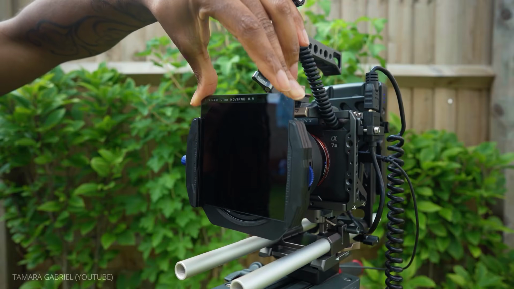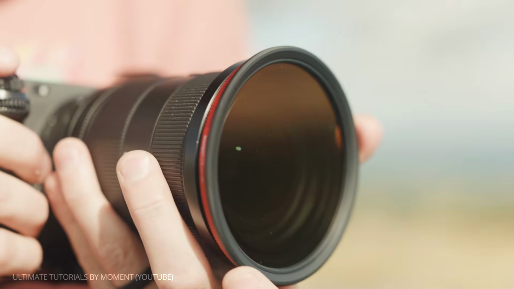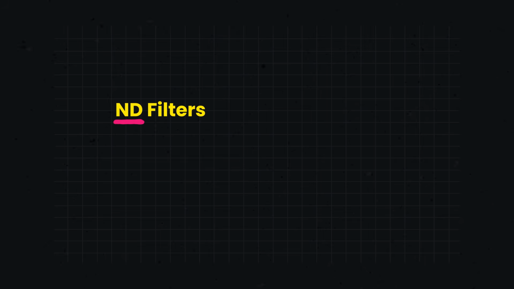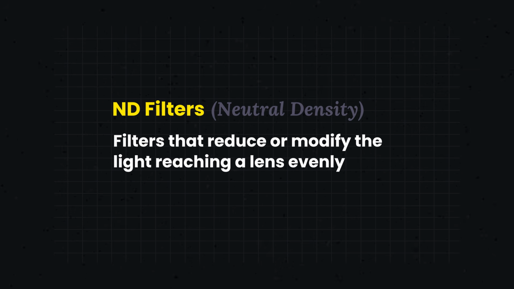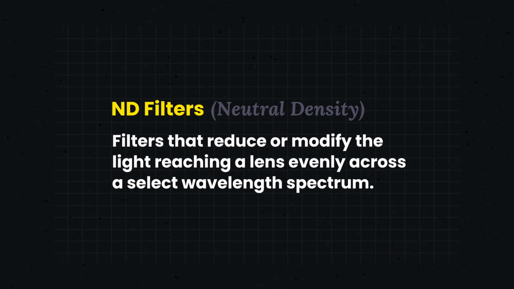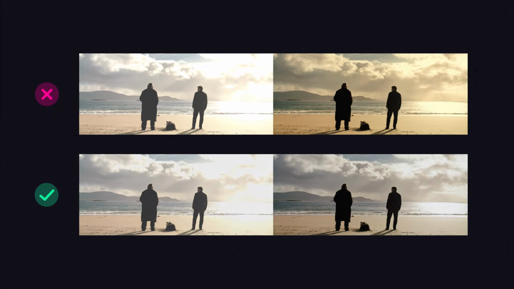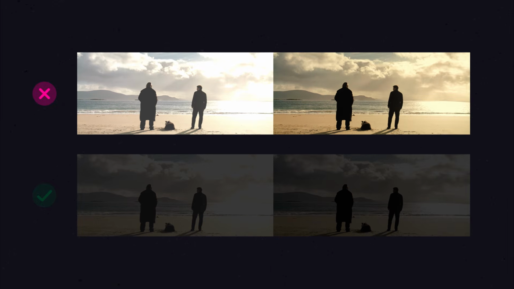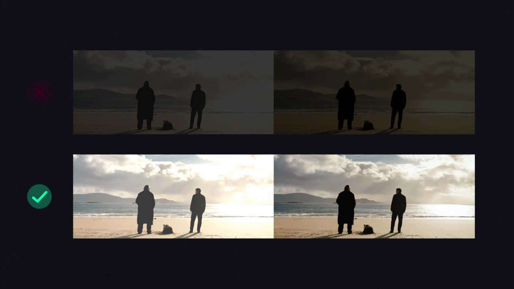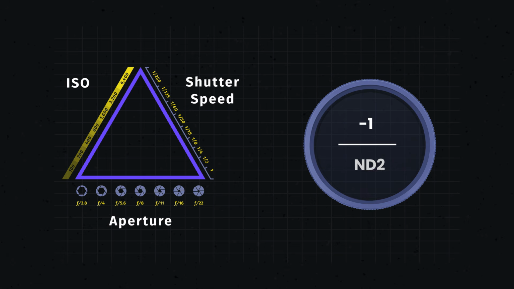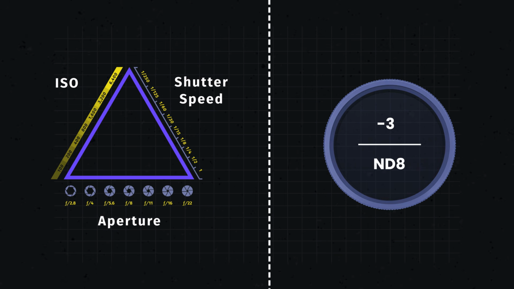ND filters are some of the most commonly used tools in a cinematographer's kit. ND stands for neutral density, and ND filters reduce or modify the light reaching a lens evenly across a select wavelength spectrum. Good ND filters don't change the color of an image. They just make it darker, like sunglasses for your lens. Their core purpose is to give cinematographers control over exposure that is independent of aperture, shutter speed, and ISO settings.